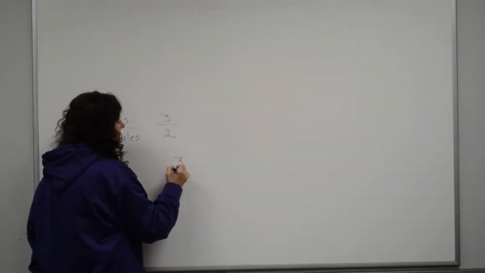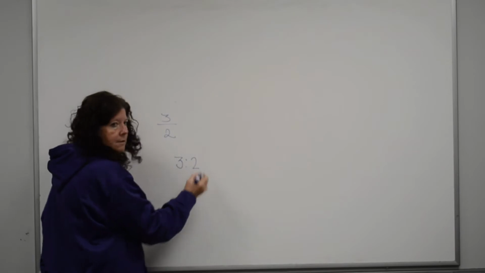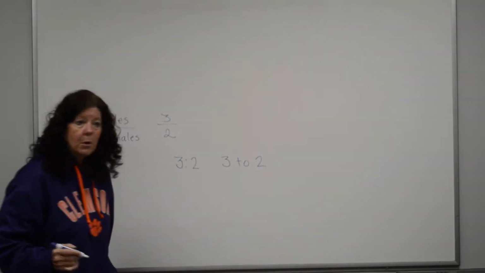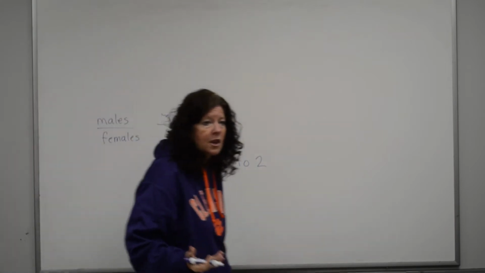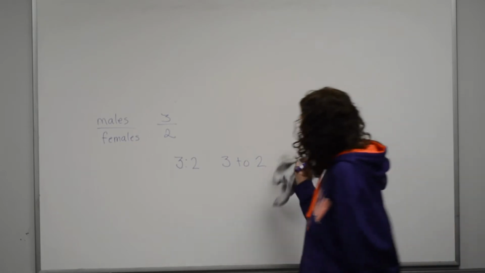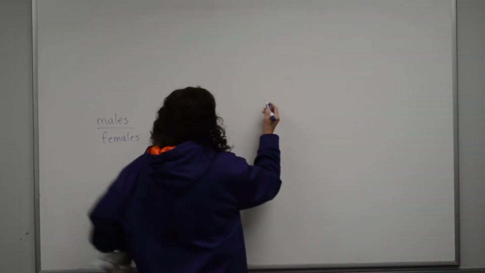It can be written like this. It can be written like this. But most often it's written as a fraction because you're going to use it math-wise. If you have two ratios together, you have what's called a proportion.